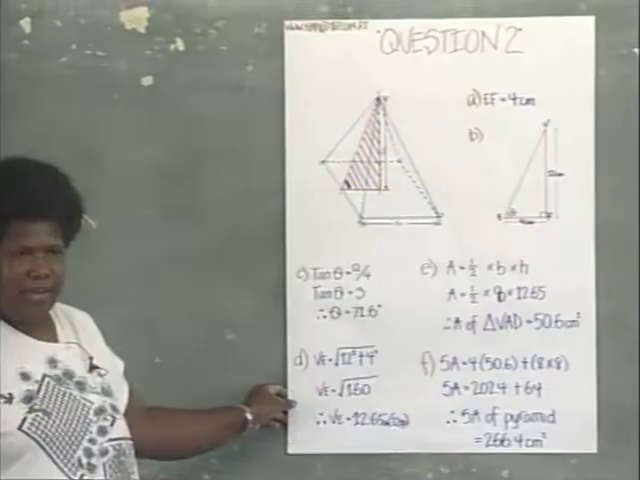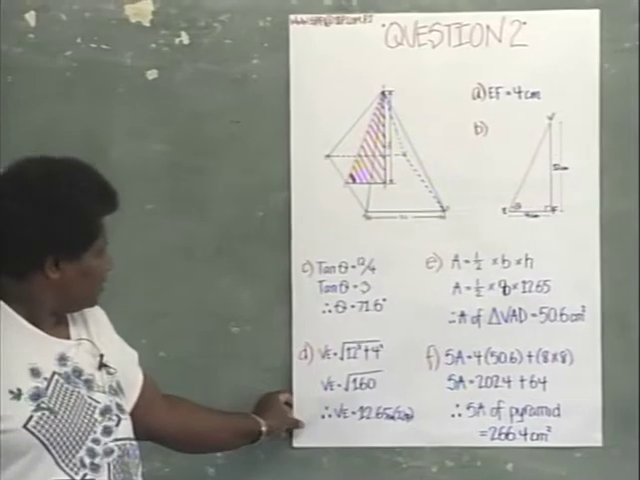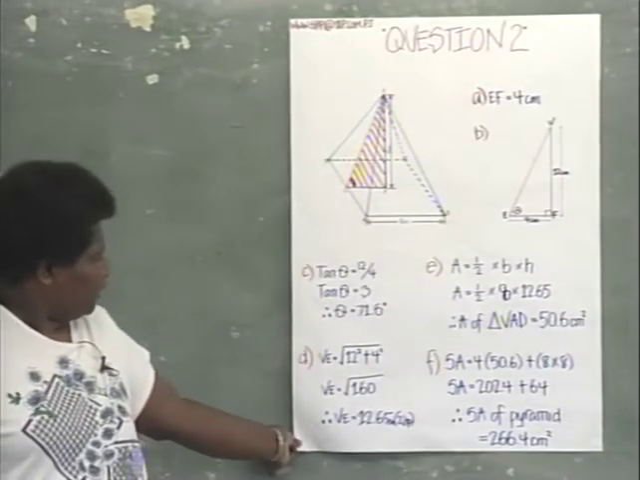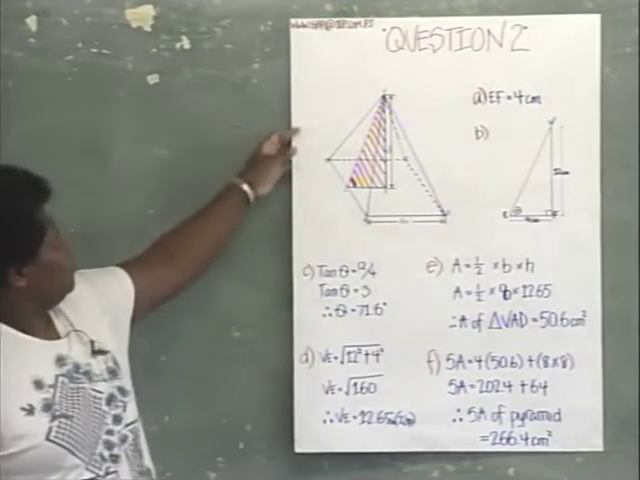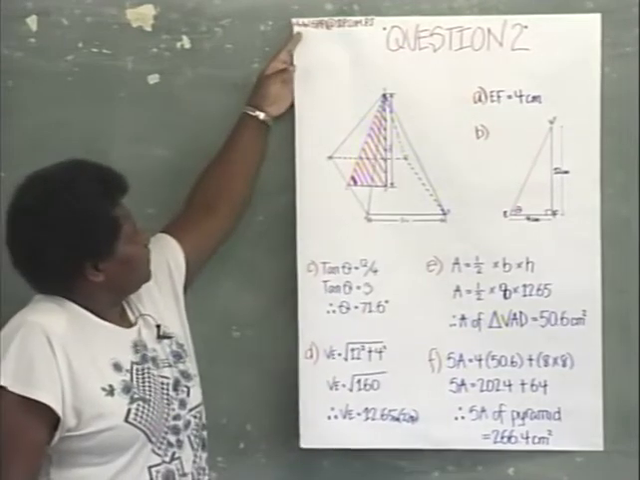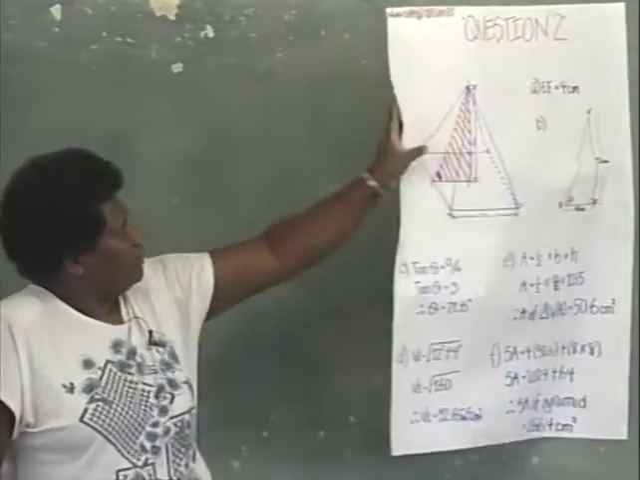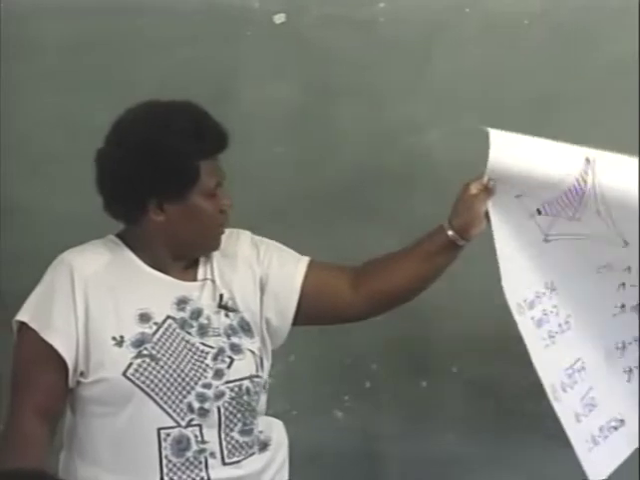Okay, well done, Gabriel and his group. Diagram is very clear, and the working out is also very, very clear. Next one, the group that is working on question 3, I think it's Vui and his group.